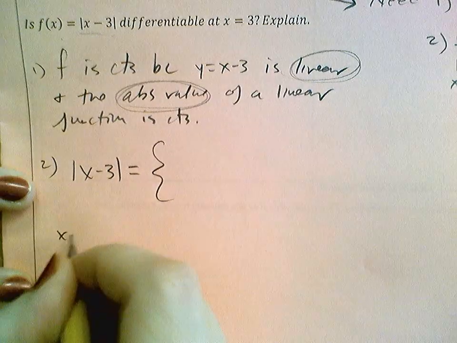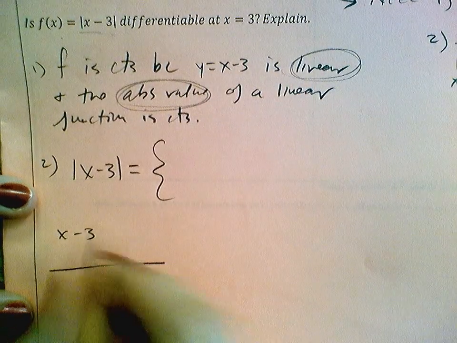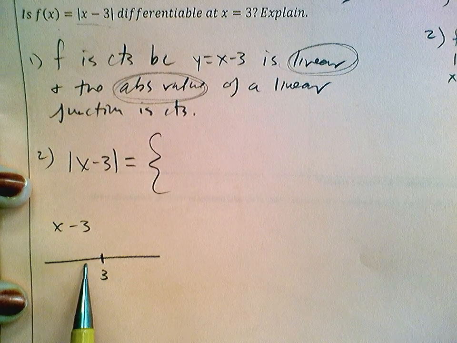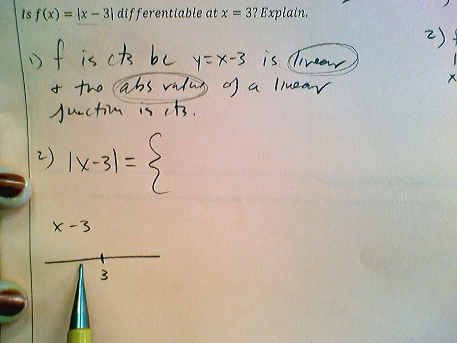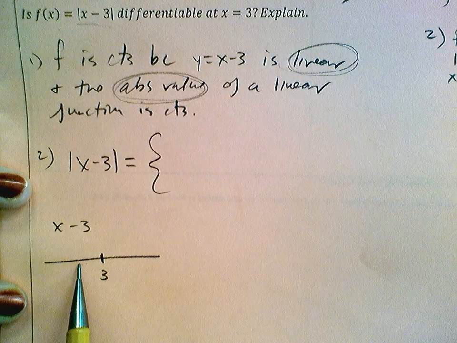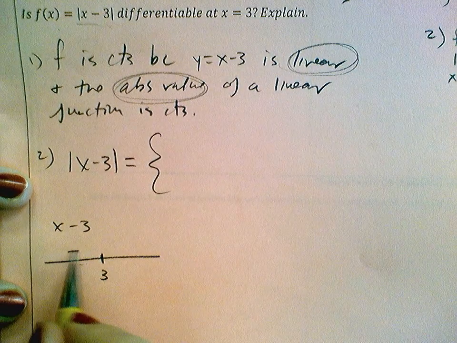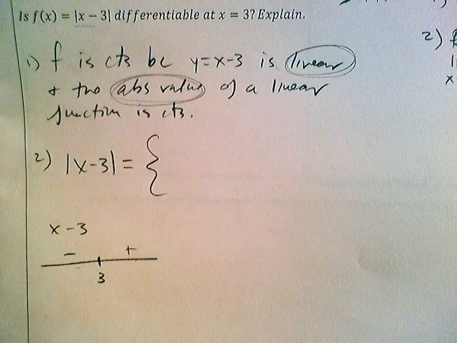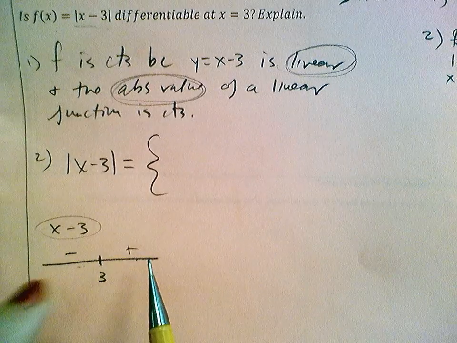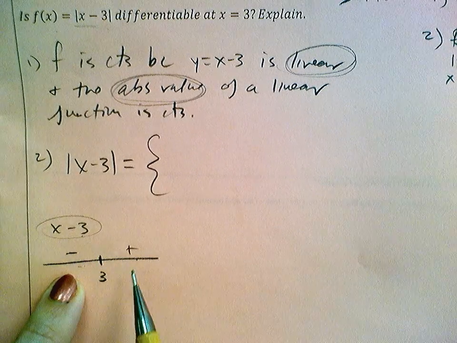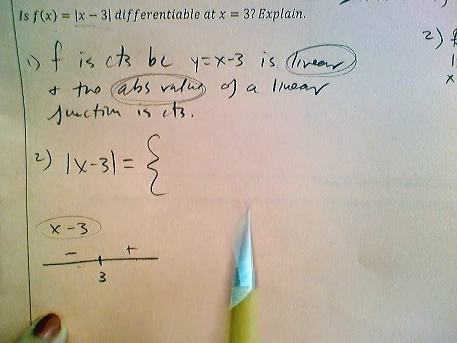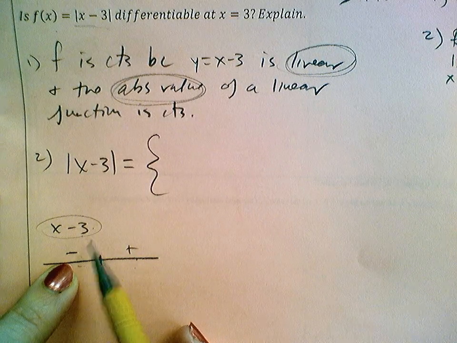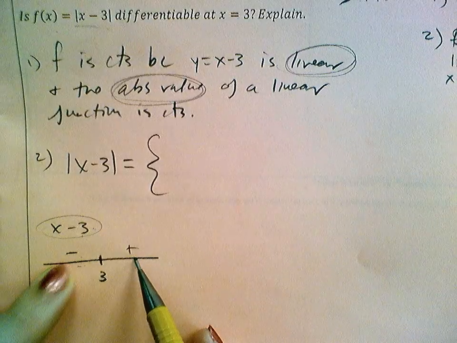So x minus 3, you take the input of the absolute value. Where is it 0? At 3. To the left of 3, pick a number like 0. Plug it in here, we get a negative. Plug in like 5, you get a positive. So on this interval, the input is negative. On this interval, the input is positive. So basically, we're going to negate this on this interval, and we're going to keep it positive on this interval.